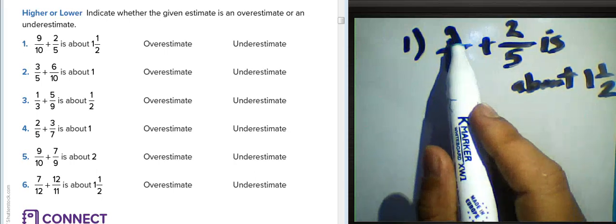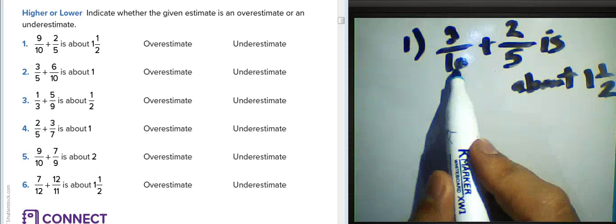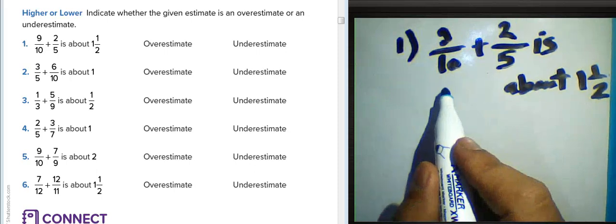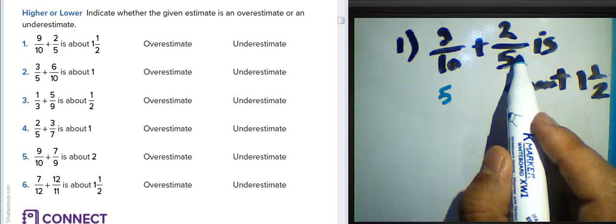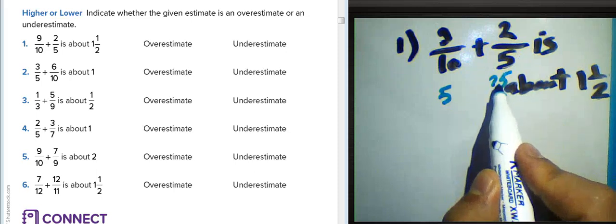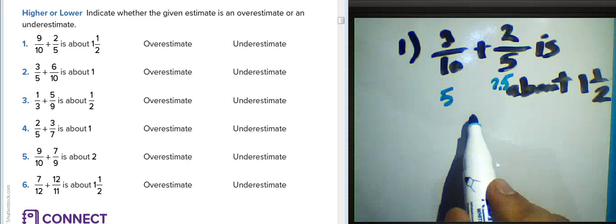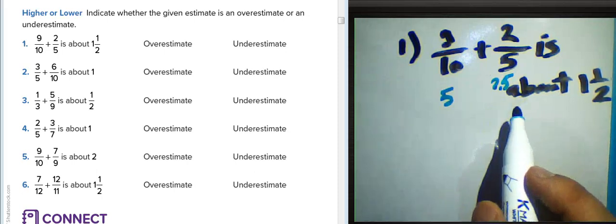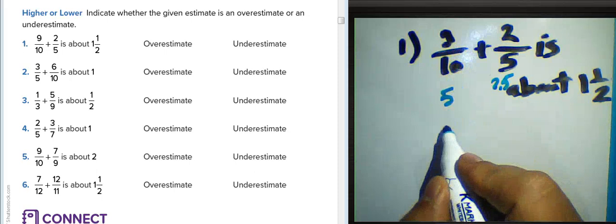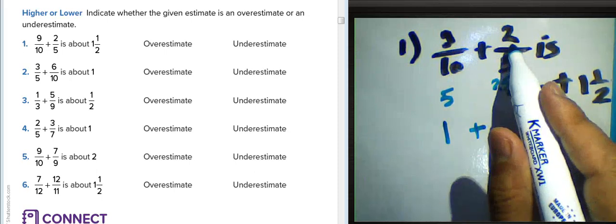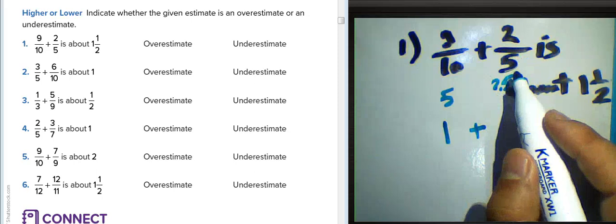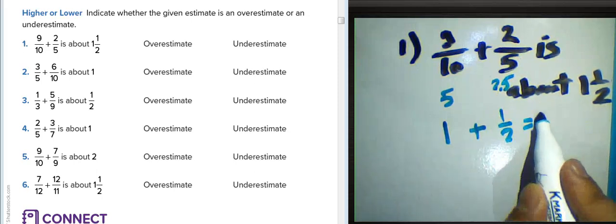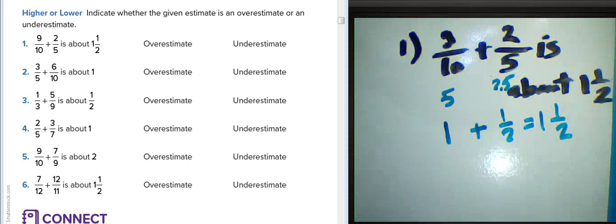We know 9 is greater than half of 10. Half of 10 is 5. Half of 5 is 2.5. So we can approximate 9 over 10 as 1, and approximate 2 over 5 as half. The result will be 1.5. They ask whether this estimation is an overestimate or underestimate. We can find the actual result of the two numbers here.